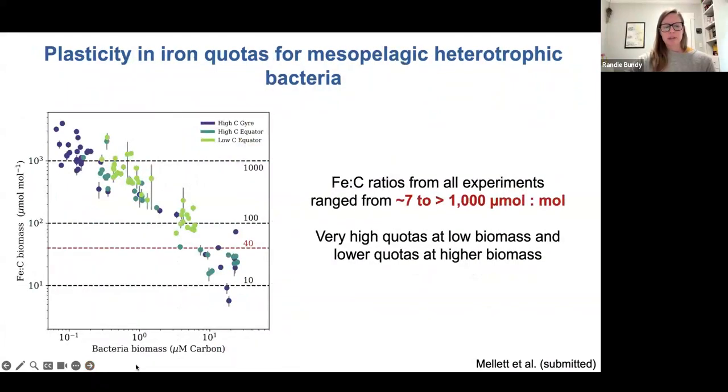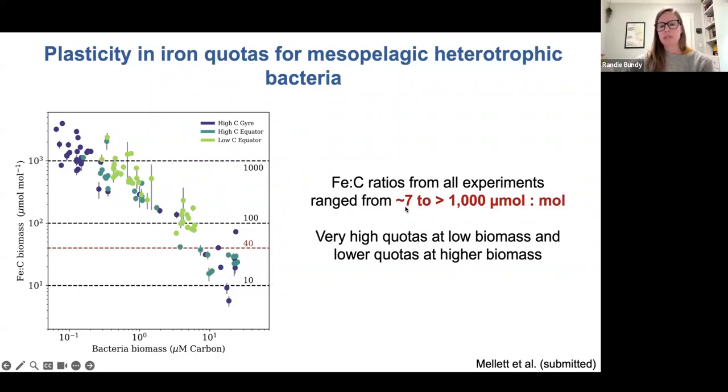Okay, I'm going to try to put some of these things together now. The last bit that I think helps us understand what happened is looking at what happened with the iron quotas in these experiments as well. Here I'm collapsing all of the data from all the treatments and cruises into one plot, but we're looking at iron to carbon that we observed in bacterial biomass versus the total amount of bacterial biomass that was present in the experiment. The colors are based on the treatments.